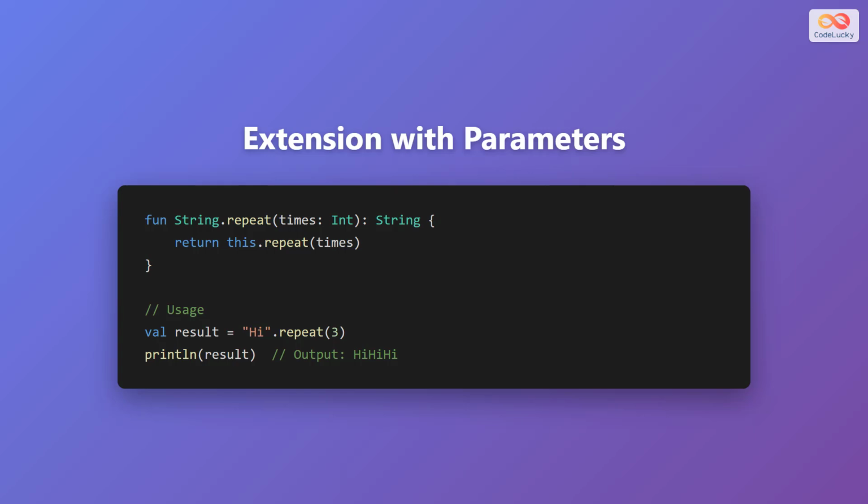Extension functions can also accept parameters, just like regular functions. In this example, we're extending the string class with a repeat function that takes an integer parameter called times. The function uses the built-in repeat method to duplicate the string the specified number of times. When we call repeat with the argument 3 on the string hi, it returns hi hi hi. This demonstrates how extension functions can be as flexible as any other function.